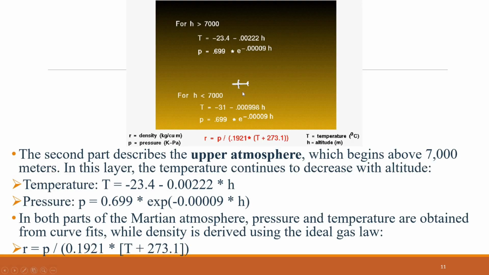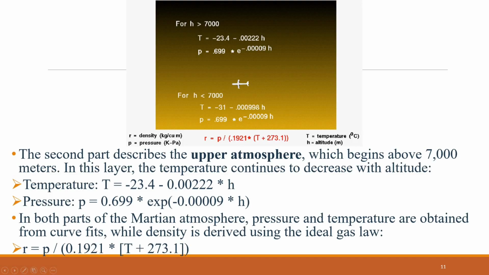In both parts of the Martian atmosphere, pressure and temperature are obtained from curve fits, while density is derived using the ideal gas law. Density is equal to pressure divided by the product of 0.1921 and the sum of temperature plus 273.1.